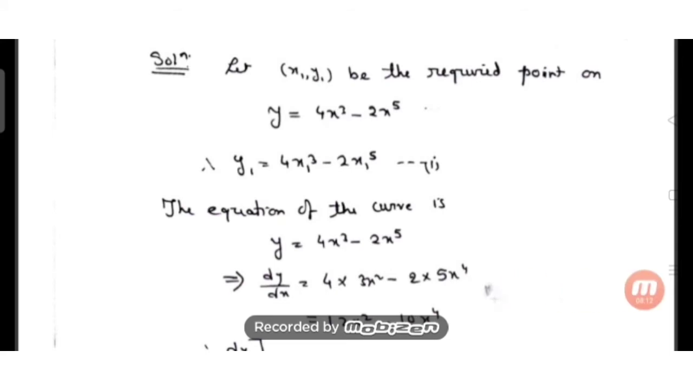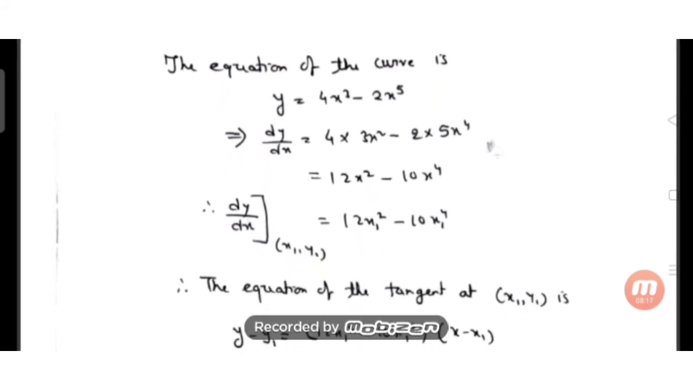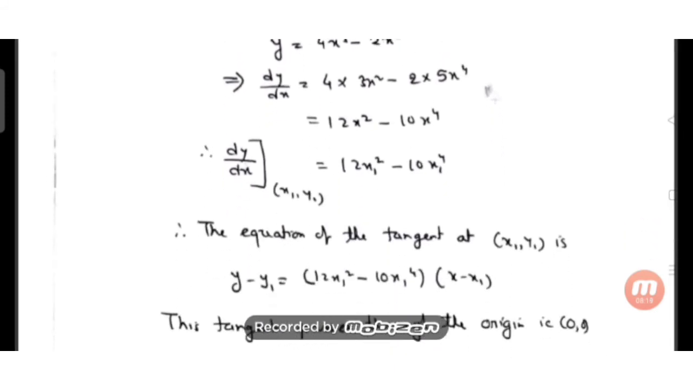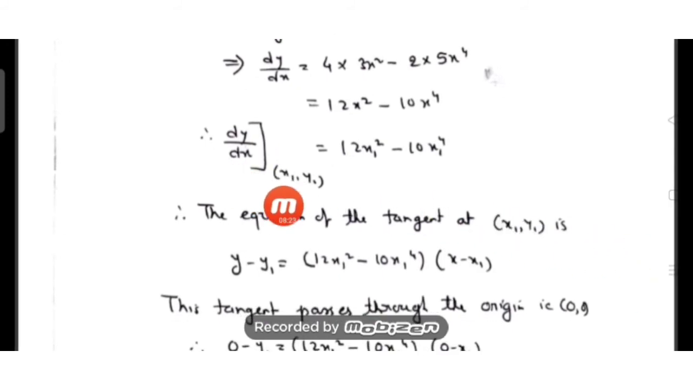Now, you have already considered the point as (x1, y1). So, let us get the slope of the tangent at the point (x1, y1). That is equal to what? dy/dx at the point (x1, y1). Put the value of x as x1. So, it will be 12x1 square minus 10x1 to the power 4, because at this point we have to substitute x1. Now you have got the slope of the tangent and the point is known to you.